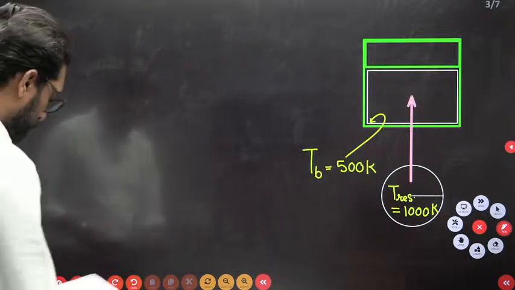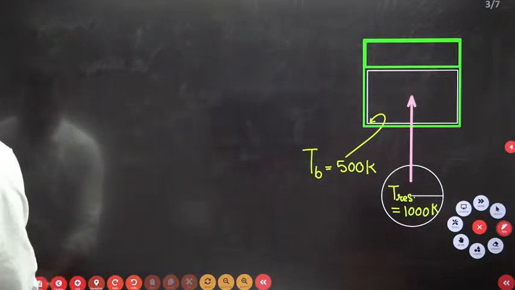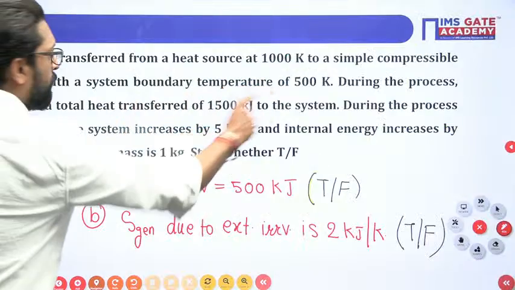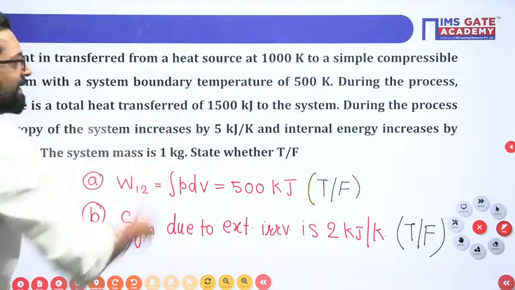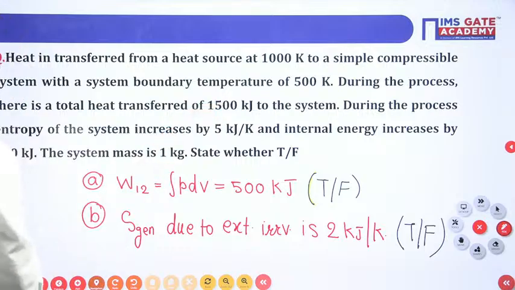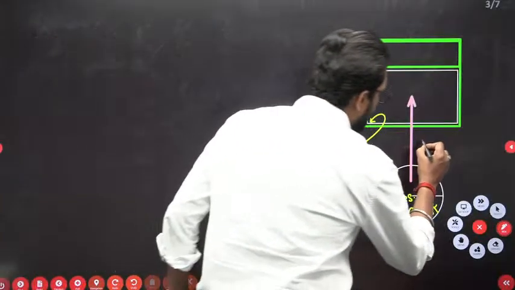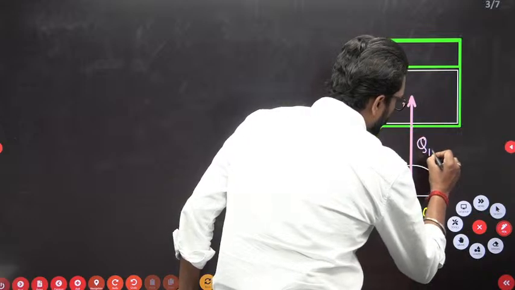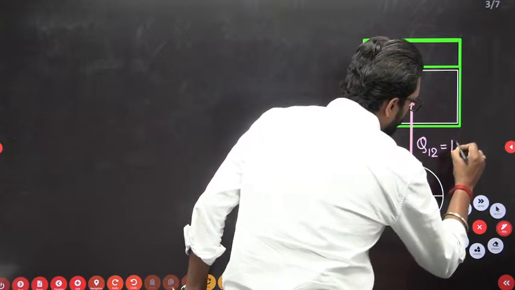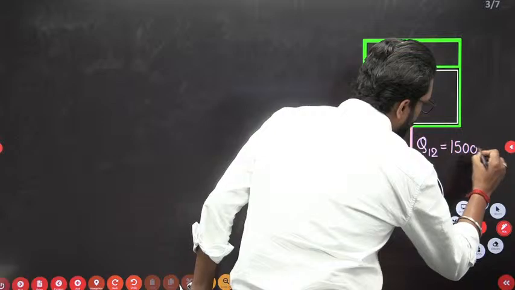Now, during the process there is a total heat transfer of 1500 kilojoule. That means in this one the heat transfer Q 1 to 2 is 1500 kilojoule.